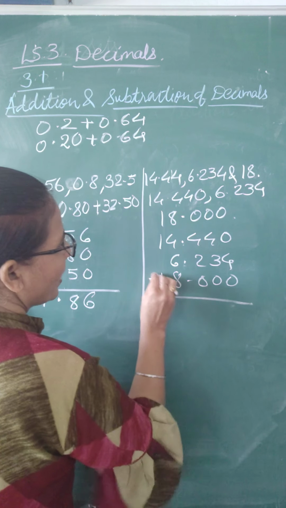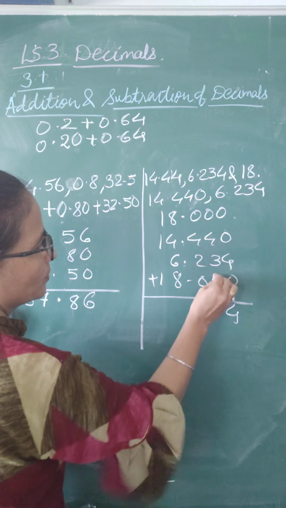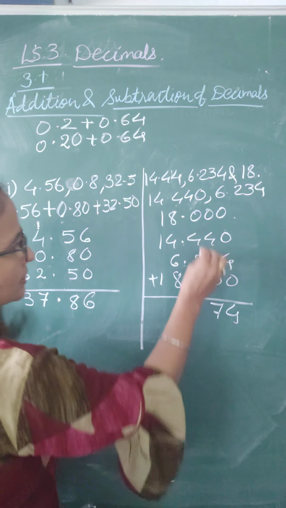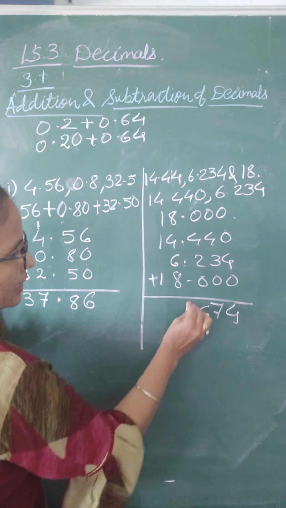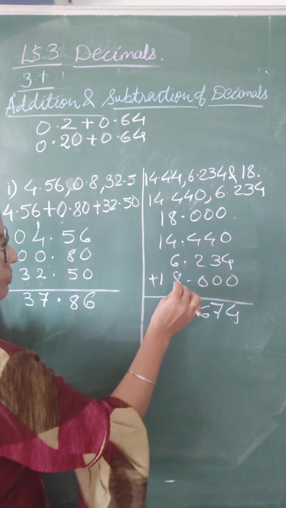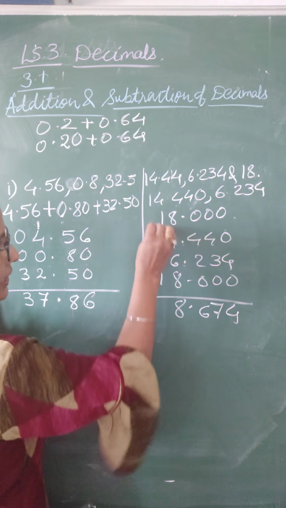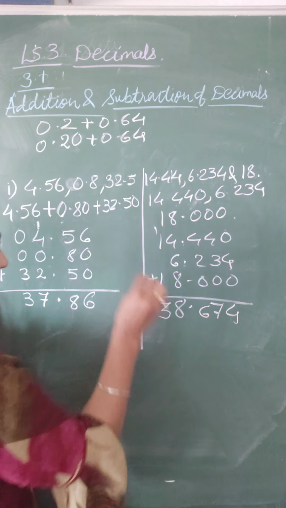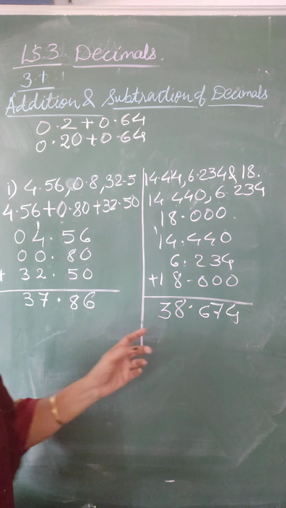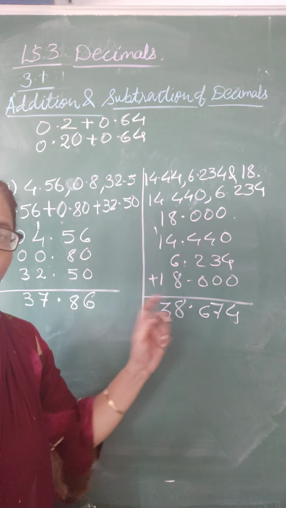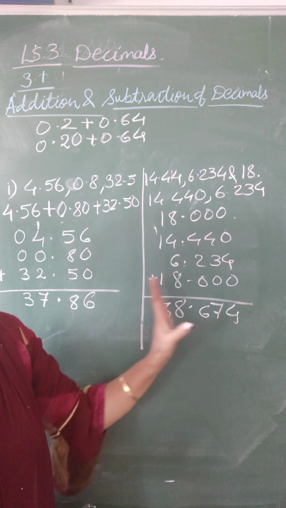18.000. Now add 4 plus 3, 7, as we do in numbers. 4 plus 2, 6, and here also the decimal. 6 plus 4, 10, 18, 8, carry 1 and 3. So 38.674 is the answer, and this is how to add the numbers.